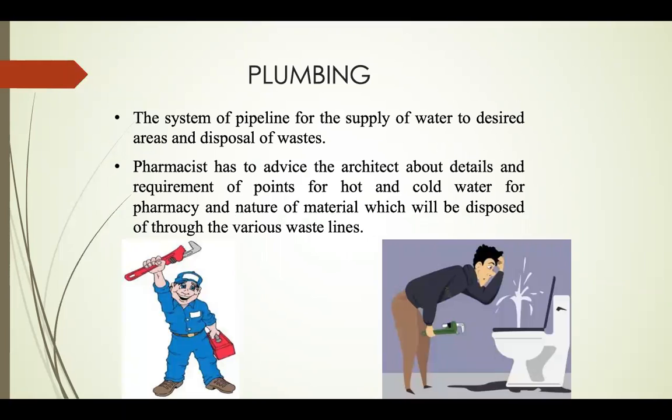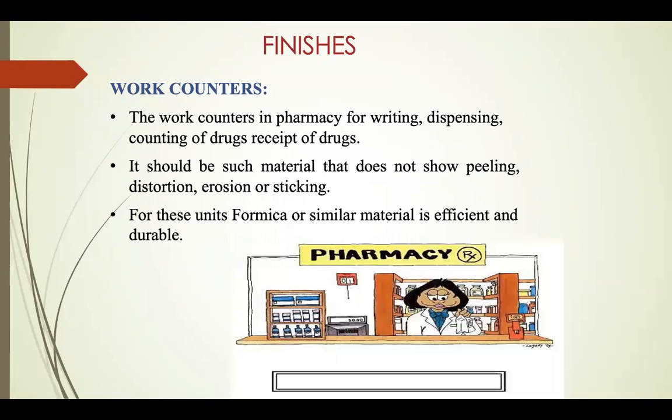Plumbing: the system of pipeline for the supply of water to desired areas and disposal of waste. The pharmacy has to advise the architect about details and requirements of points for hot and cold water, and the nature of material which will be disposed of through the various waste lines. Finishes, work counters: the work counter in a pharmacy is for writing, dispensing, counting of drugs, and receipt of drugs. It should be of material that does not show peeling, distortion, erosion, or sticking. For these units, Formica or similar material is efficient and durable.